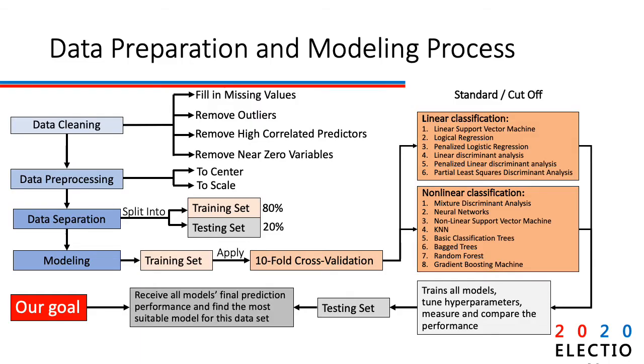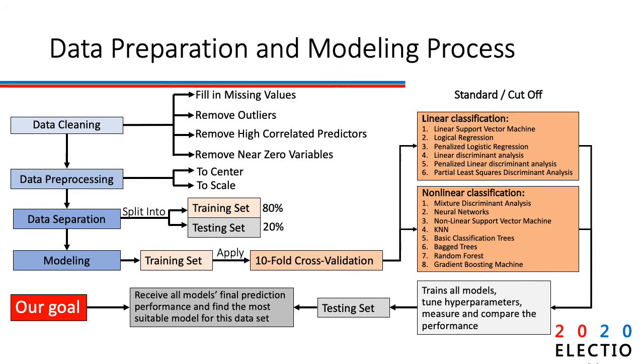This slide is data preparation and modeling process. First step, we did data cleaning, like filling in missing values, deleting some samples with outliers, and high correlated predictors, and near zero variables were also removed. And then we did data preprocessing by centering and scaling to improve the numerical stability of some calculations.